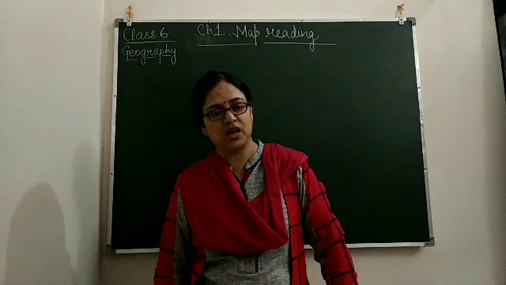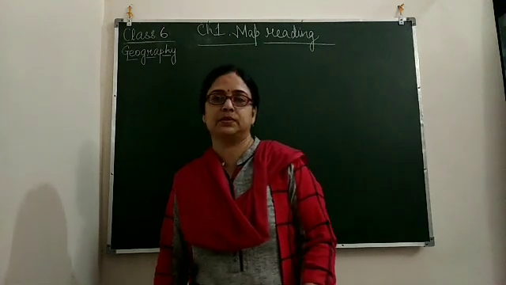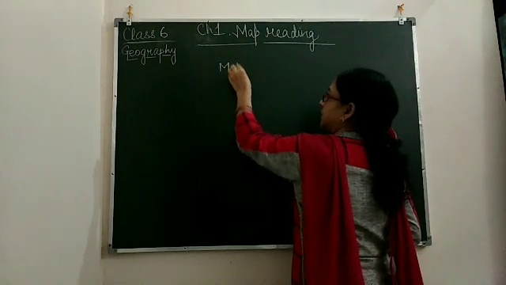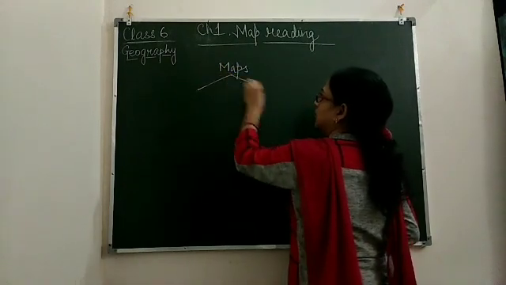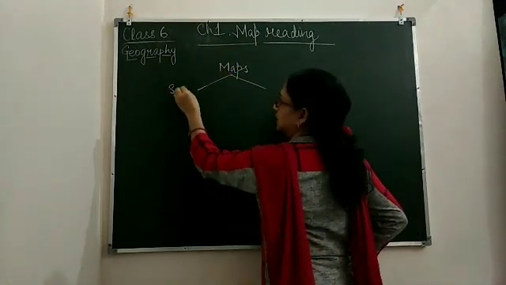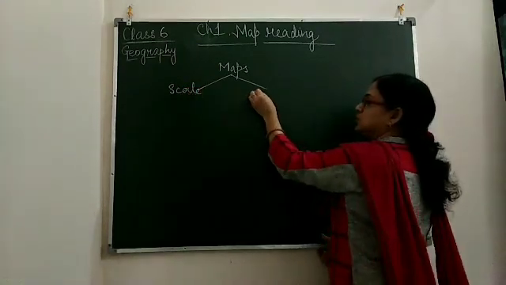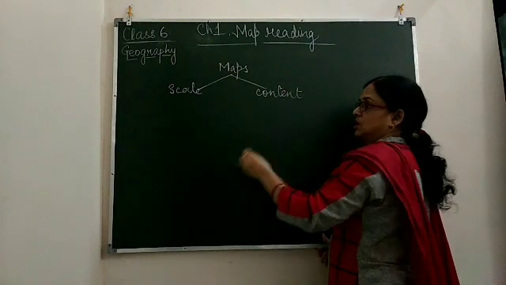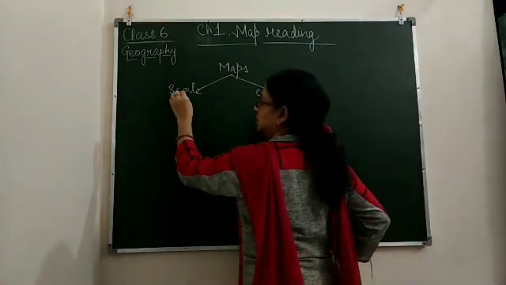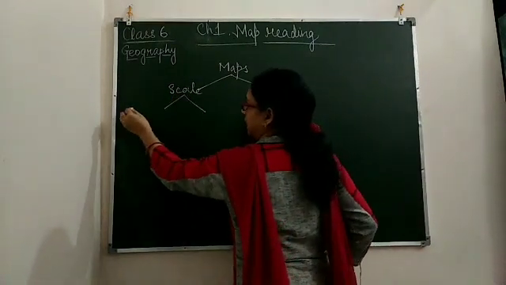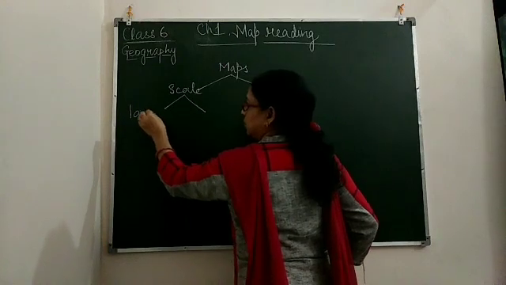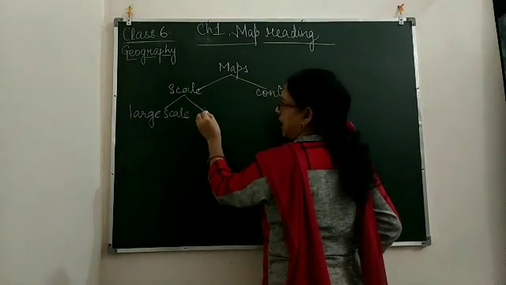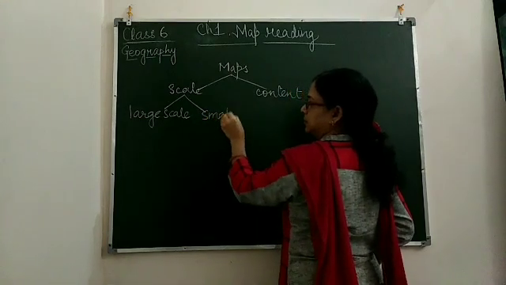Today we are going to start with the types of maps. Maps are divided into two, on the basis of scale and on the basis of content. So on the basis of scale, maps are again divided into large scale maps and small scale maps.